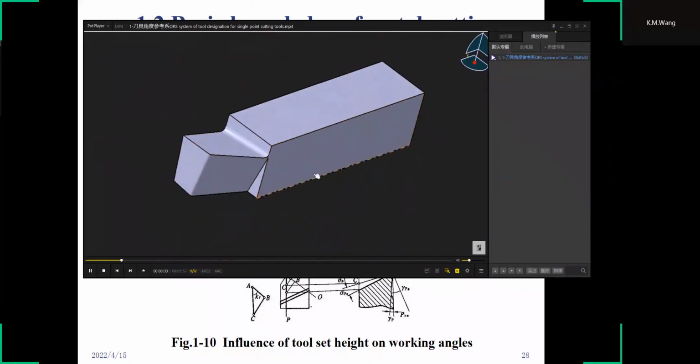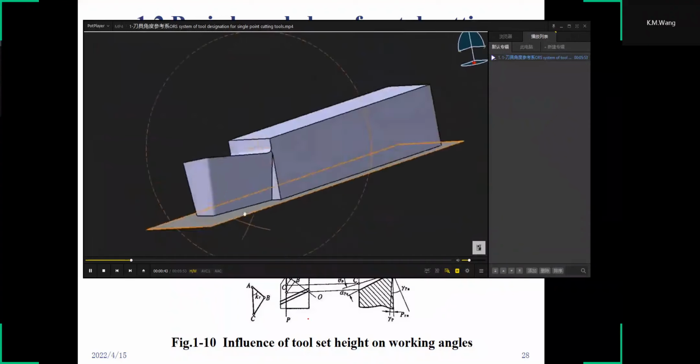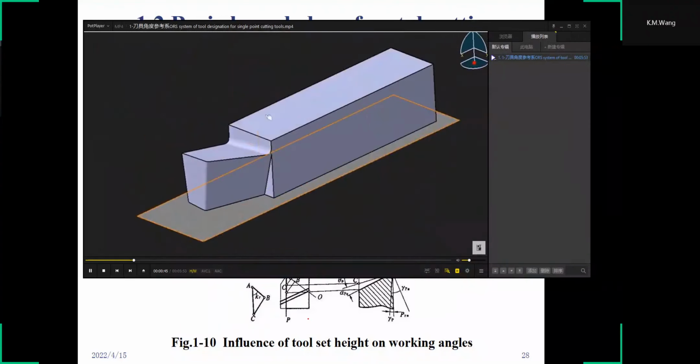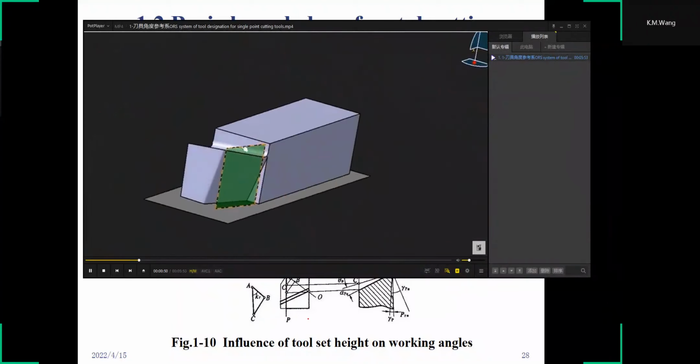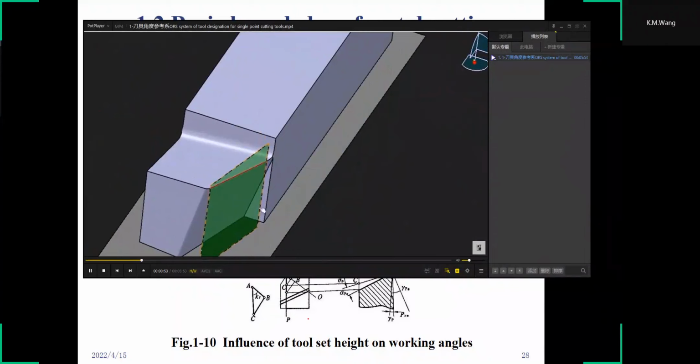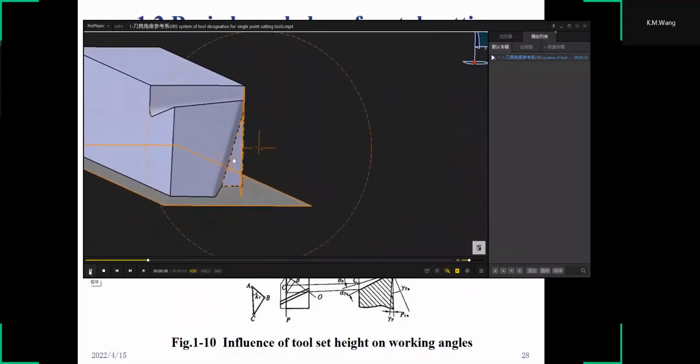In this system, we have 5 planes instead of 3, like in the ASA system, and 6 angles. This is a reference plane, and you can see this plane is parallel to this surface. And we have the cutting plane. If you observe clearly, this plane contains the cutting edge, and this plane is also perpendicular to the reference plane. This plane is through the cutting edge, as you can see here.